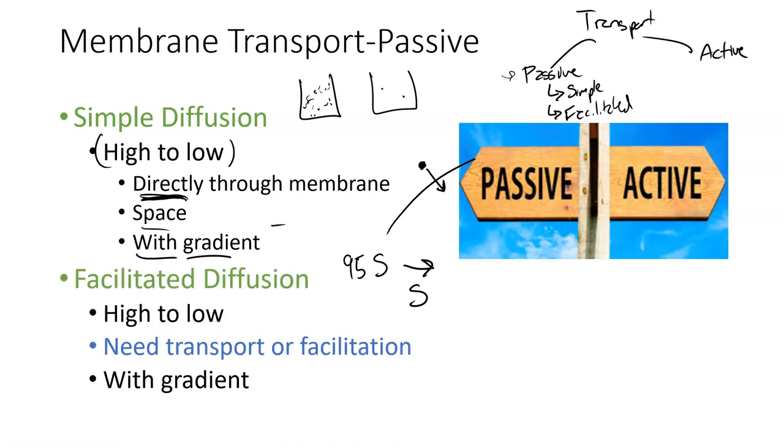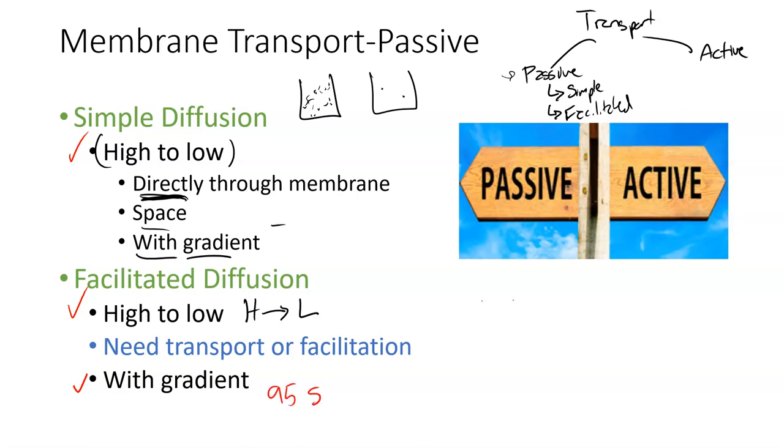The other type of passive transport is known as facilitated diffusion, right? Facilitated diffusion is where, again, they're moving from high to low. So that is going to be a similarity between both simple and facilitated diffusion. And facilitated diffusion is also moving with the gradient. So we're still on 95 south and we're still going in the southern direction. So that's the same between the two. The difference is facilitated diffusion is going to need some type of transport or facilitator. So it's going to need some type of help.